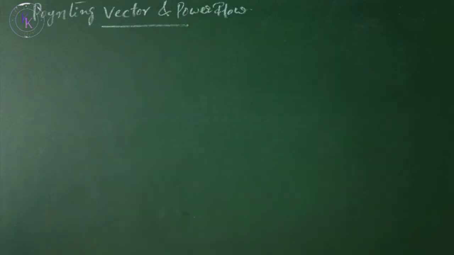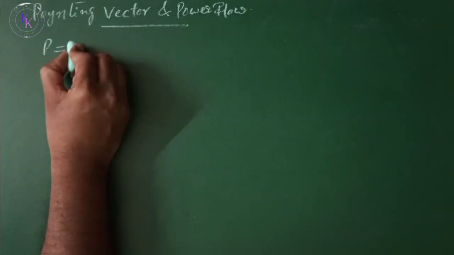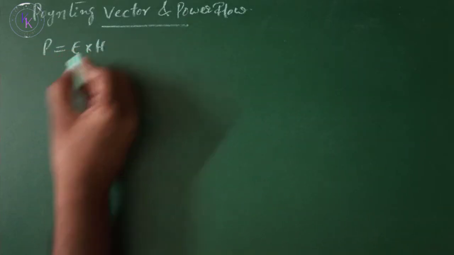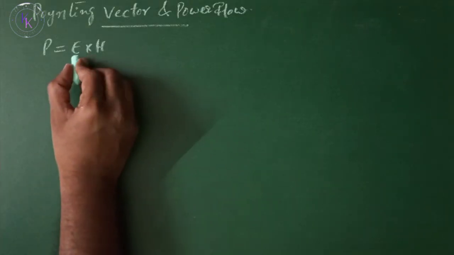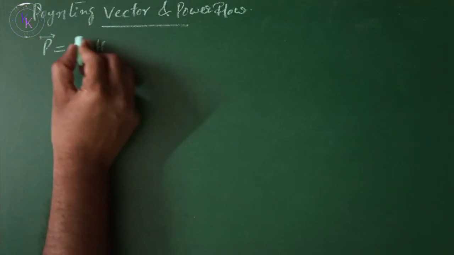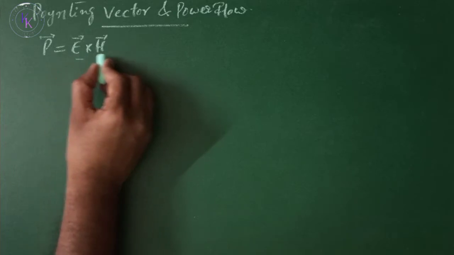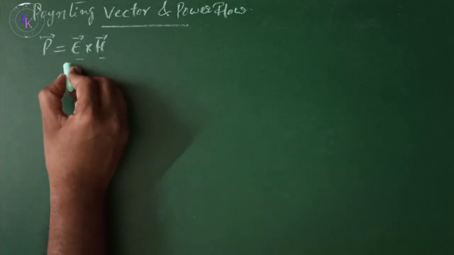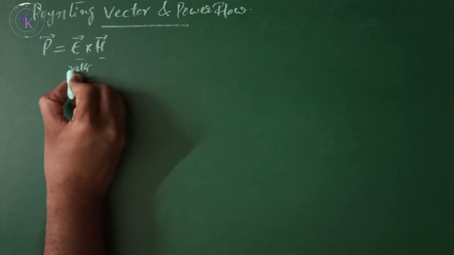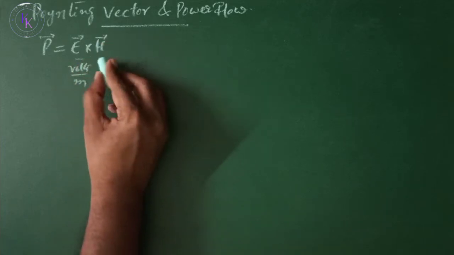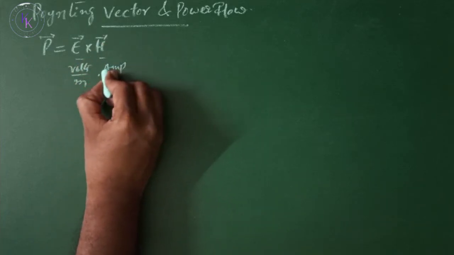Poynting vector and power flow. Poynting vector is defined as P equals E cross H. Both are vector quantities, so the cross product of vectors is again a vector. E is electric field intensity, H is magnetic field intensity, and the units for E are volts per meter. Similarly, H is amps per meter.